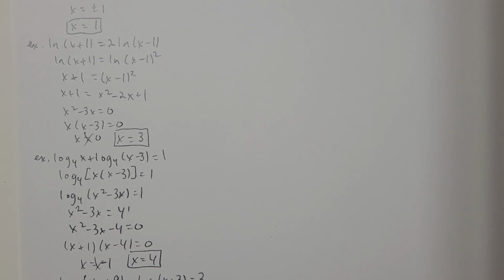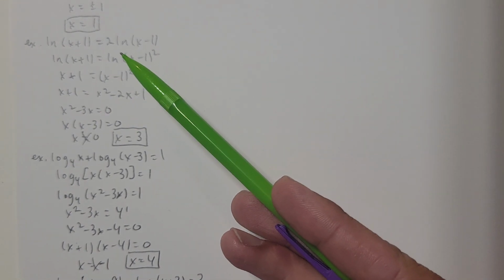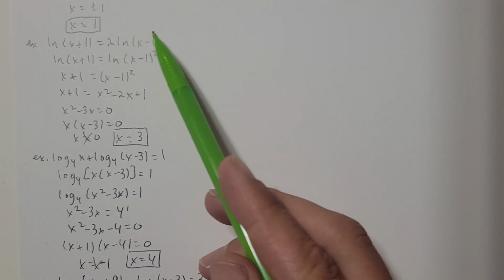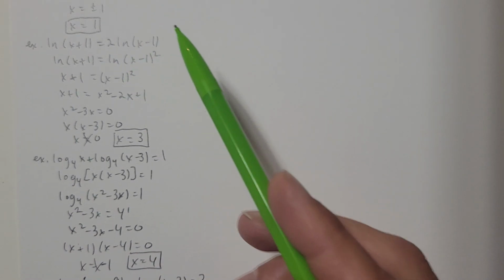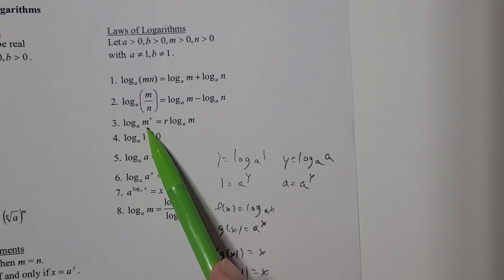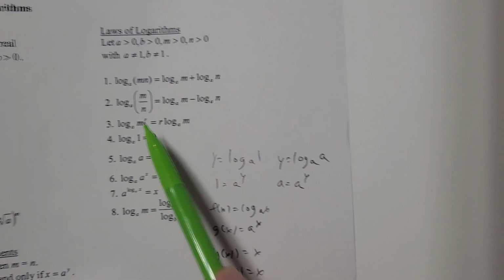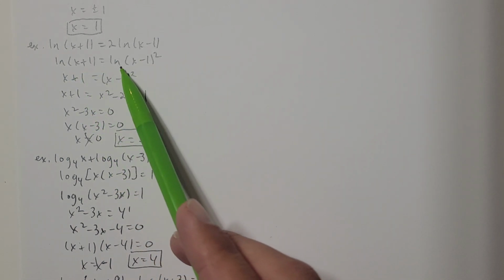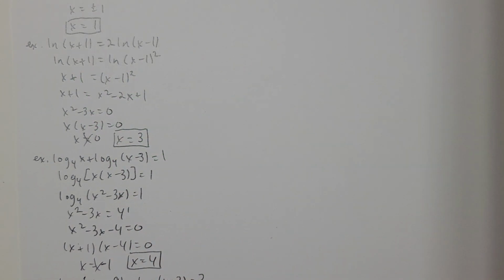Let's first get rid of the 2 that's in front of that logarithm there on the right. Now I know that 2 can be pulled up as a power of the inner part, right? I'm using law 3 in that process. So go ahead and do that. You get ln of x plus 1 equals ln of x minus 1 squared.